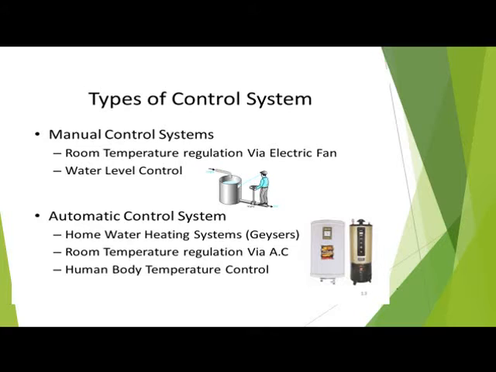Another is the automatic control system, for example a home water heater system like a geyser, an automatic water heating system. Another is room temperature regulation via AC, and human body temperature control is also automatic. These are the types of control systems.